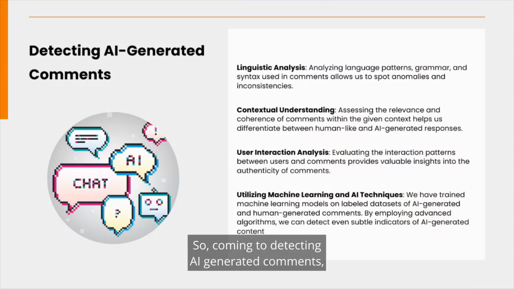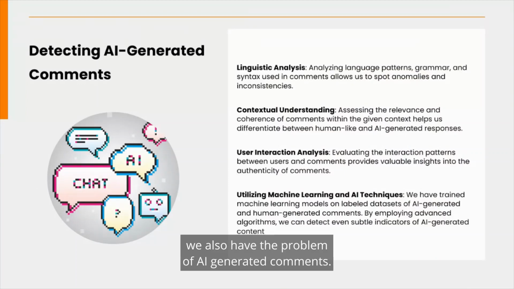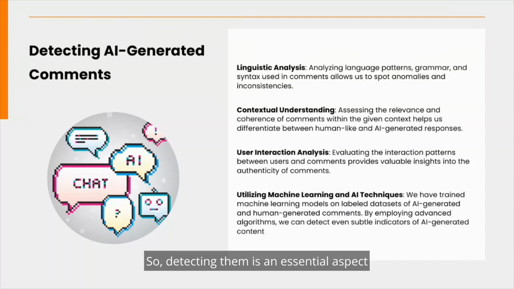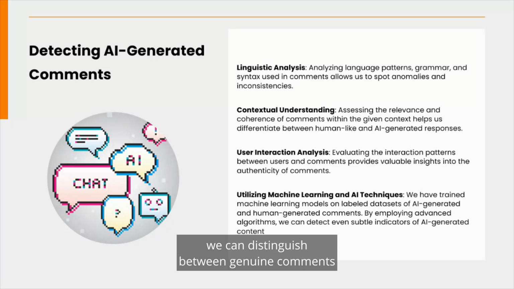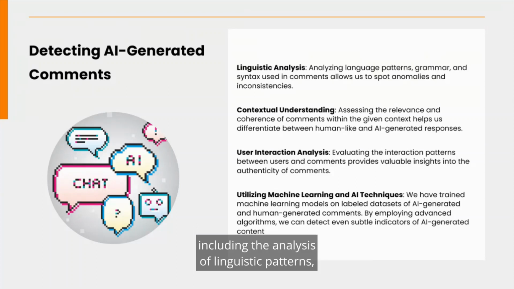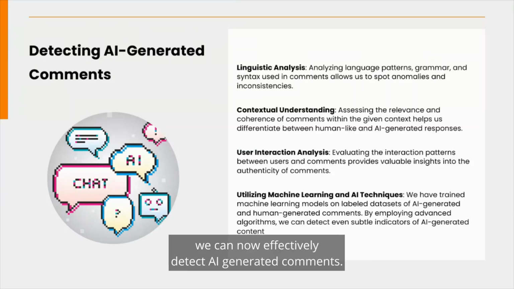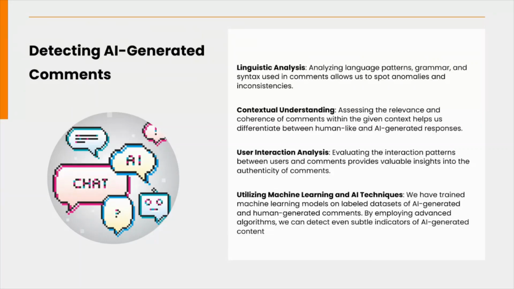So coming to detecting AI-generated comments. With the rise of AI, we also have the problem of AI-generated comments. So detecting them is an essential aspect of comment processing, and by leveraging advanced techniques, we can distinguish between genuine comments and those generated by artificial intelligence. We discussed key methods and approaches used to identify AI-generated comments, including the analysis of linguistic patterns, semantic inconsistencies, and behavioral markers. And by implementing robust algorithms and leveraging machine learning models, we can now effectively detect AI-generated comments. Next.